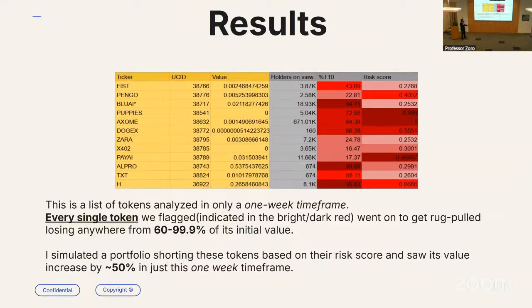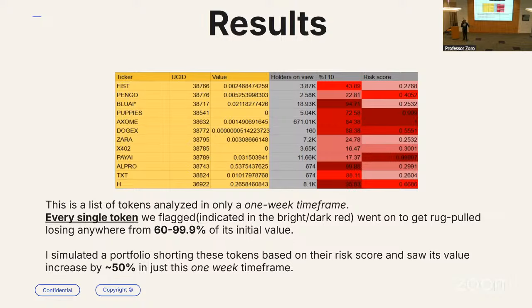Here you can see a very quick example. This is just tokens that I looked at over 1 week. Again, the rate at which these tokens come in and disappear in the market is unbelievable. And here, at the very far right, you'll see a risk score. This, in fact, is not our advanced risk score. This is a more simple prototypical measure.